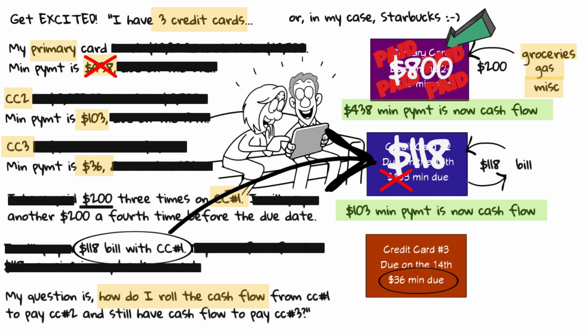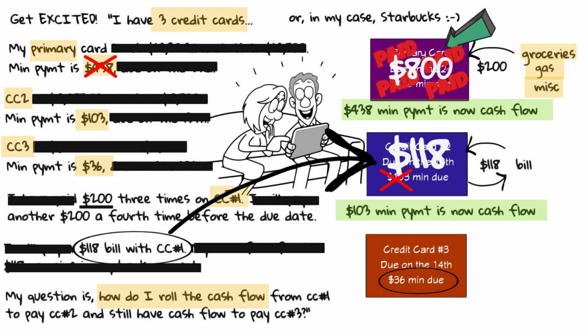You have your groceries and your gas and your miscellaneous, all budgeted items, meet your monthly obligation for your primary card. That's the only thing that goes on your primary card. And then you don't have to pay that $438 in addition to groceries, gas, and miscellaneous. Those items meet the monthly obligation for that payment. And then your bill that you have, the $118, meets the monthly obligation for the $103 minimum payment due. So that's $103 that's in your cash flow, just sitting in your bank.